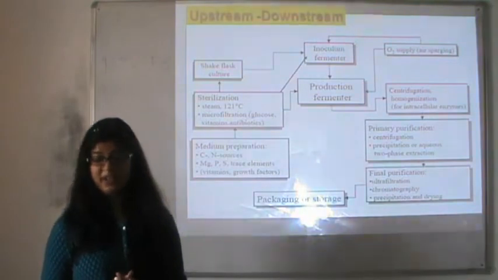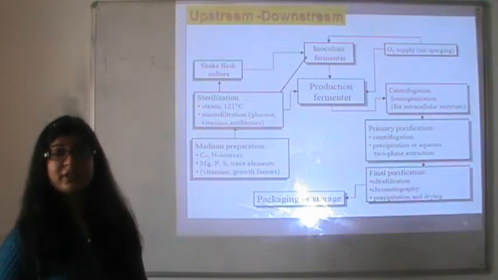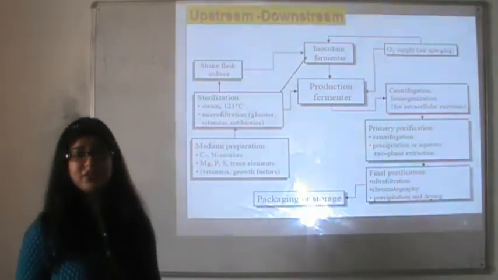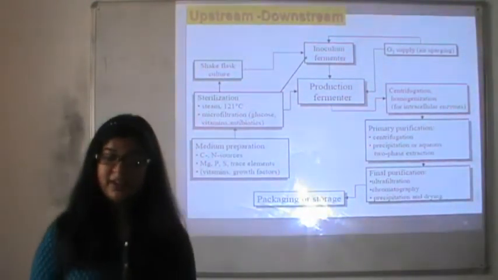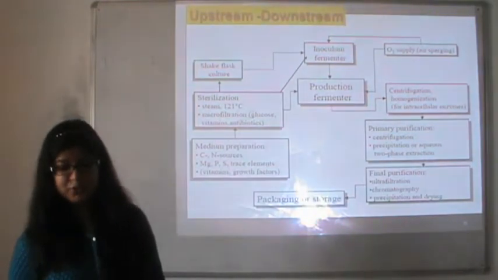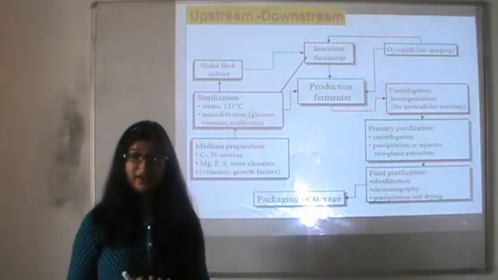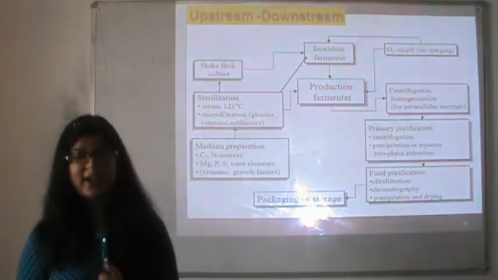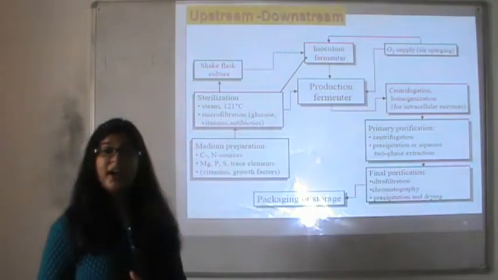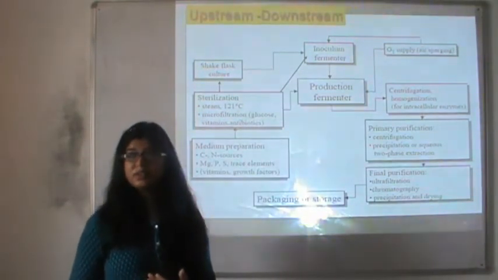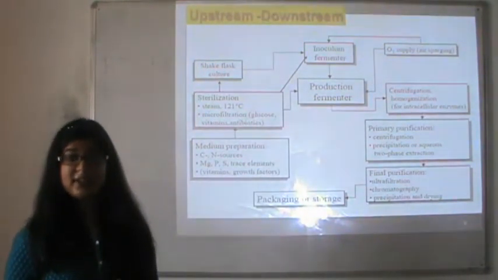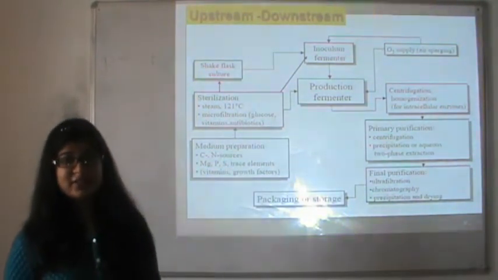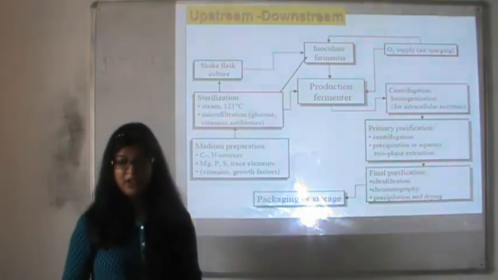First, we prepare media. Media preparation depends on the energy source or nutrients required by the microorganism which is used in bioproduction. It requires carbon source and nitrogen source as the major energy source, and magnesium, phosphate and sulfur as trace elements. And when animal culture is used, then it requires certain growth factors, certain vitamins and certain heat labile compounds.